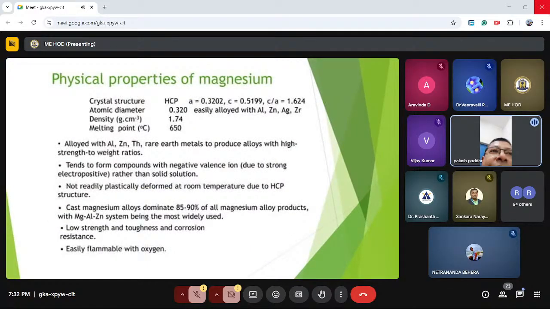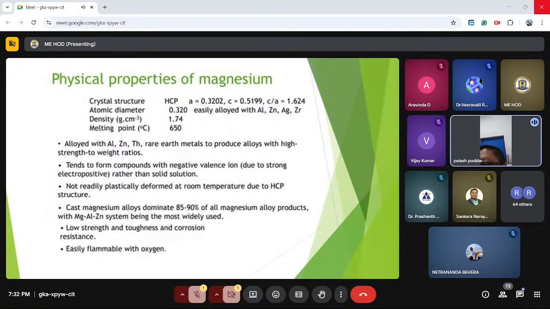Already we discussed some physical and mechanical properties. The crystal structure is HCP, hexagonal close-packed. Density is 1.74 gram per cc and melting point is 650 degrees centigrade. It is alloyed with aluminum, zinc, thorium, and rare earth metals to produce alloys with high strength-to-weight ratios. Being strongly electropositive, it forms compounds with negative valence ions rather than solid solutions. It has a high tendency to form intermediate compounds.